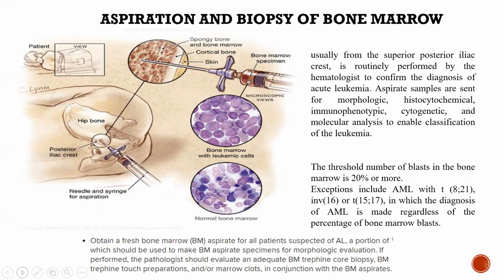Exceptions include acute myeloid leukemia with trisomy 8 to 21, involvement of chromosome 16, and trisomy 15 to 17, in which the diagnosis of myeloid leukemia is made regardless of the percentage of bone marrow blasts, due to the chromosomal changes.